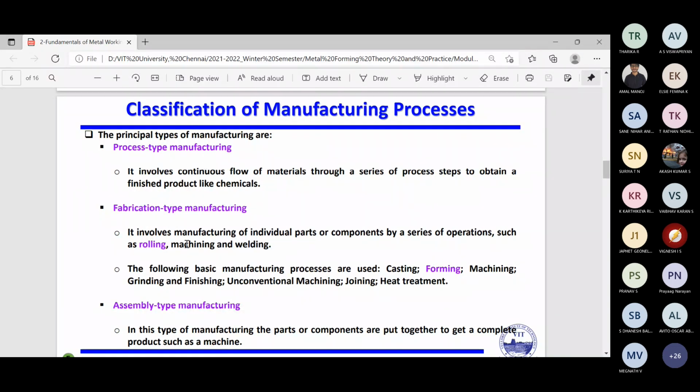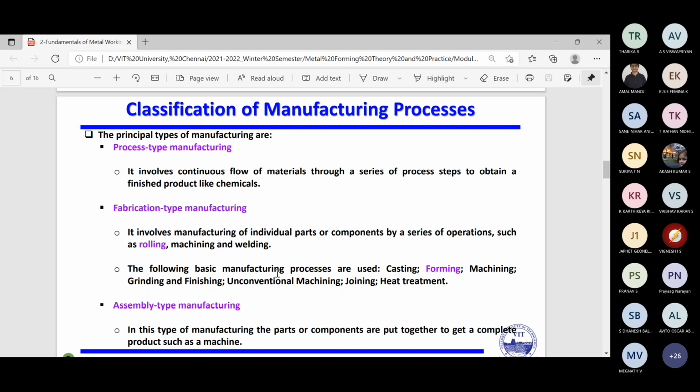And the second one is the fabrication type manufacturing. It involves the manufacturing of individual parts or components by a series of operations such as rolling, machining, and welding. So that means we also have a series of operations, but you are preparing individual parts, as you were just told some time before. When we have the forming process, rolling is one part of that. If you follow the basic manufacturing processes, such as casting, forming, machining, grinding, finishing, these all come under fabrication type manufacturing, because you are fabricating.